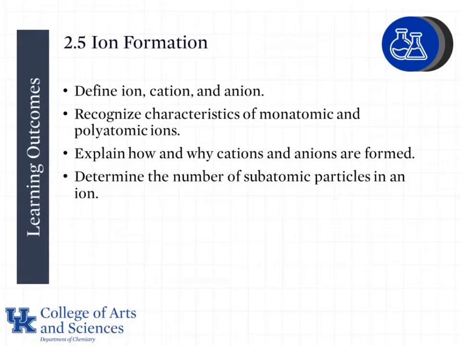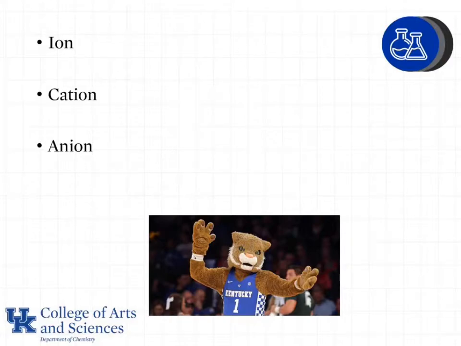In this lesson, we're going to talk about ions, both monatomic and polyatomic. We're going to explain how and why ions are formed, and we're also going to look at the number of subatomic particles found in ions. We need to talk about ions because when we look at ionic compounds, they're formed from ions.